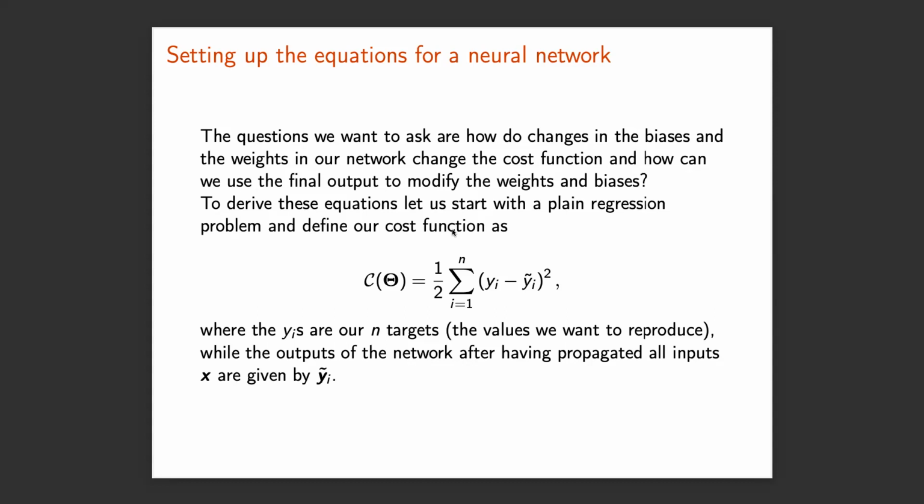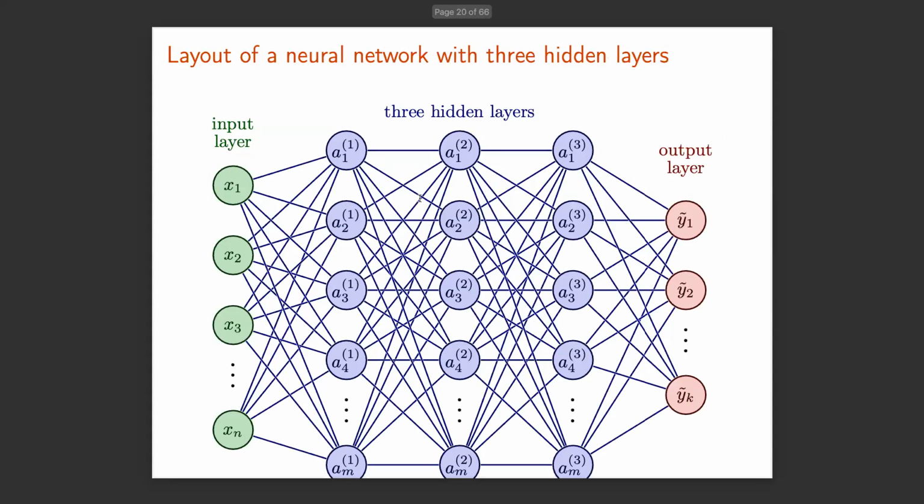And the y without the tildes, these are the target values. This could be the result of a measurement which you want to reproduce. And then the y tildes are the results of the network. This is what the network produces. So I wanted to bring up an image here so that you can roughly see the kind of layout which we are going to deal with and the different parameters.